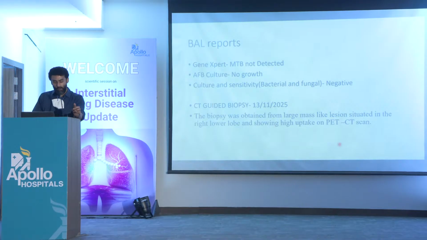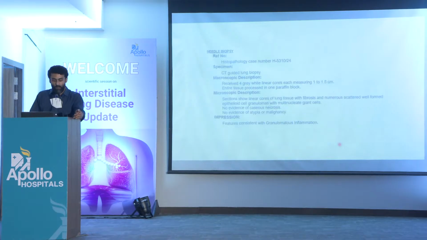So instead of going for an EBUS, since there was a mass-like consolidation in the right lower lobe, we opted for a CT-guided biopsy, of the most PET-avid lesion on the PET scan. The CT-guided biopsy again showed features suggestive of a granulomatous inflammation. So now we were more confident in offering the diagnosis of sarcoid, because we had done multiple biopsies, one from the lymph node, one from the lung, and we had done bronchoalveolar lavage also to rule out the presence of any tubercular bacilli. And subsequently, she was started on steroids.